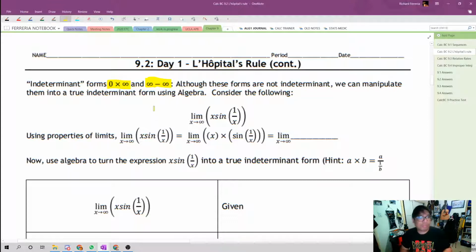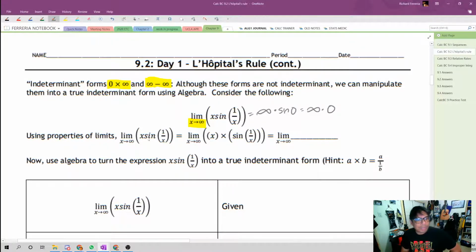We don't know. So to illustrate what to do, we've got the limit as x approaches infinity of x sine 1 over x. And when we evaluate this, if x goes to infinity, this is going to be infinity multiplied by the sine of 1 over a number that goes to infinity, and that's equivalent to sine of 0. And sine of 0 is 0. So that's the infinity multiplied by 0 thing.